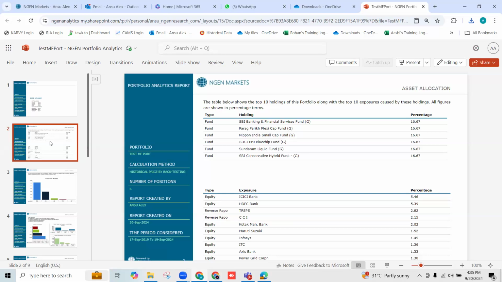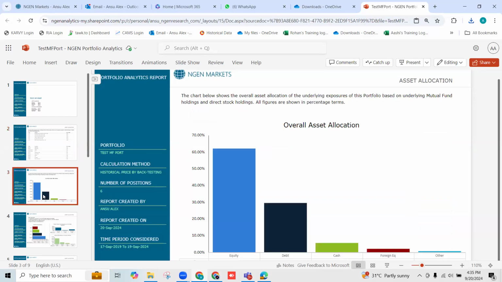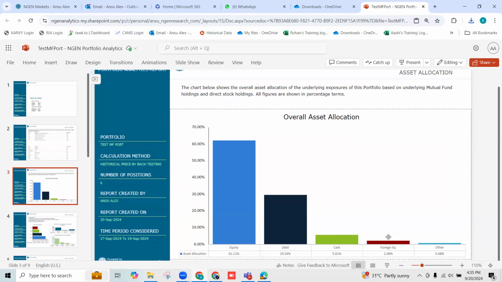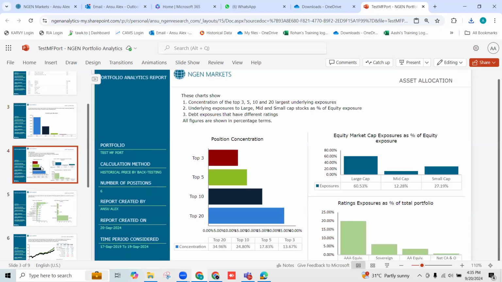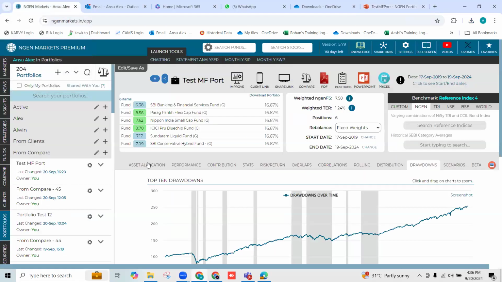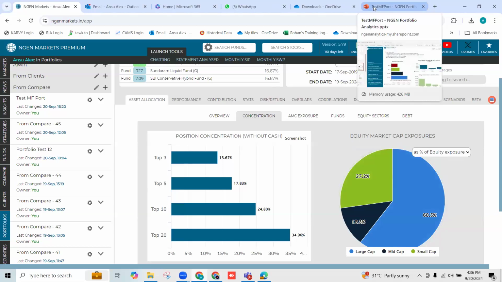The first page lets you see the top holdings and top exposures, top 10 holdings and top 10 exposures. Followed by that, we could see the overall asset allocation, the split in terms of equity, debt, cash, or whatever is there. Followed by that, the next slide shows us the equity market exposure, the large, mid, and small cap. Now, since when we were doing the portfolio analysis, I had kept it as percentage of entire equity exposure, that is the reason that has come up in this PPT.